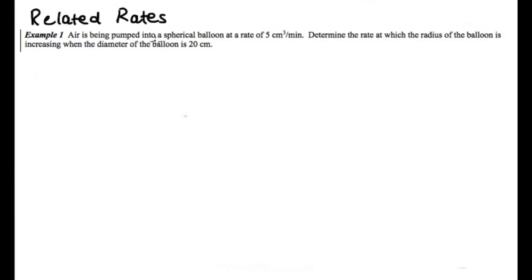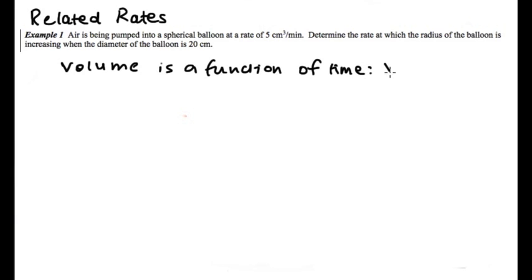And namely, the first question you should always ask is, what are the functions with respect to time? What are the functions of time? So air is being pumped into a spherical balloon. That indicates volume. So the volume of this balloon is changing with respect to time. So in other words, volume is a function of time. And how do we express that in math notation? Well, V is volume. V of t is how we would express that. V is a function of time.